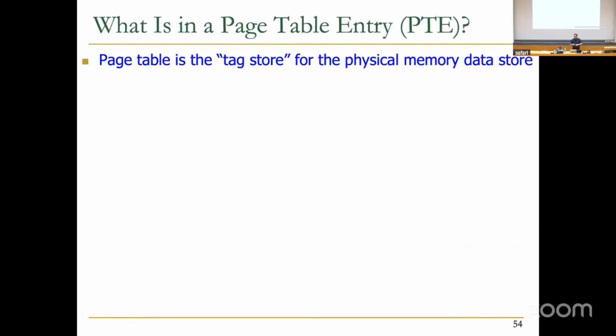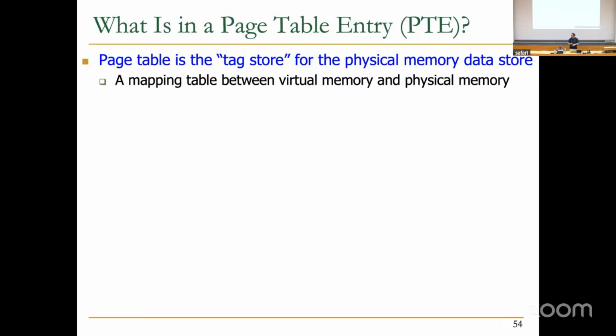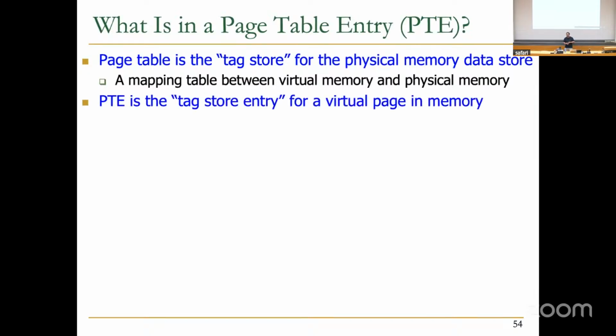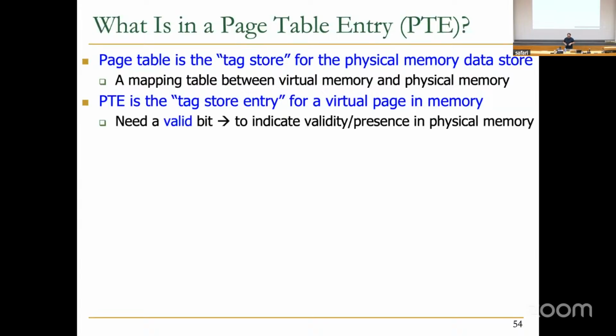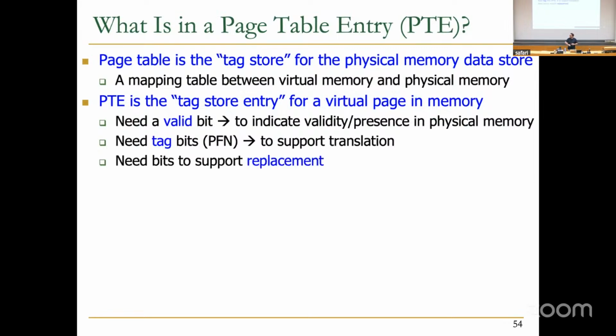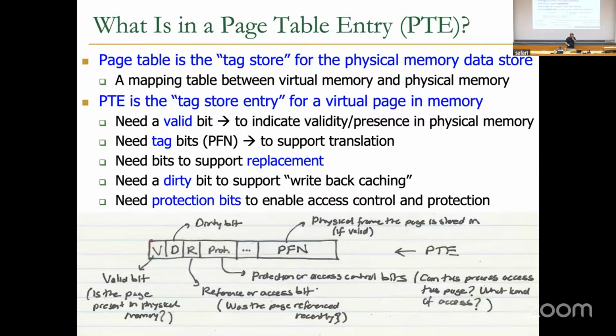First, let's see some definitions. You can think of the page table as the tag store for the physical memory. So it's a mapping between the virtual and physical memory, and we define the PTE as the tag store entry for a virtual page in memory. So we need a validity bit, we discussed this before. We need some tag bits, the physical frame number, bits for support for replacement, and a dirty bit to support write-back caching. I will discuss this later.